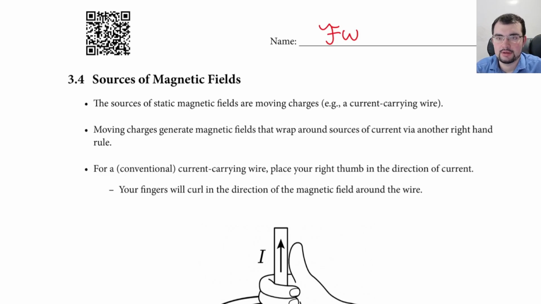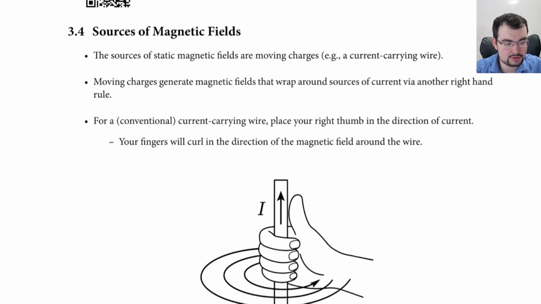All right. Now that we've talked about magnetic forces and the effect that the magnetic field has on moving particles, now we're actually going to zoom out and talk about where these magnetic fields come from. And the answer is that static magnetic fields simply come from moving charges. And the easiest way to get a source of moving charges is, of course, a current. So we'll usually look at B fields from current carrying wires.